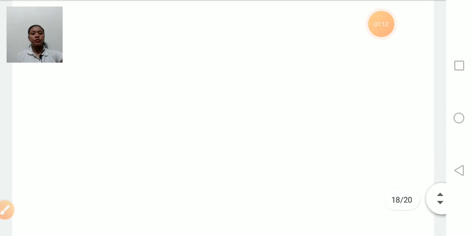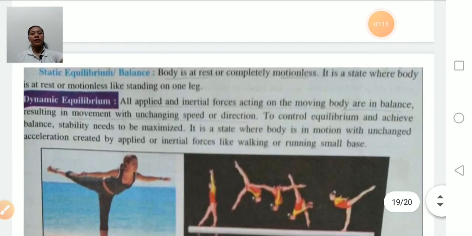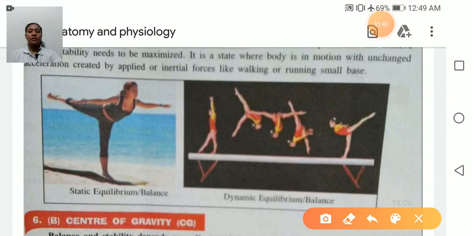Equilibrium is of two types: static equilibrium and dynamic equilibrium. Static means fixed, dynamic means motion. Static equilibrium or balance is where the body is at rest or completely motionless. It is a state where the body is at rest or motionless, like someone standing on one leg. Okay, this is a static equilibrium. There is no motion.